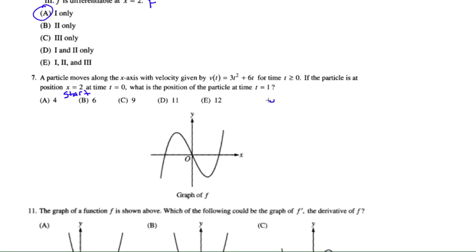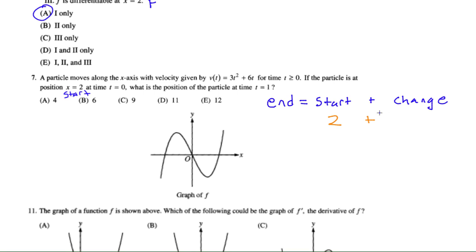So what is the end? End is equal to what, Rochelle? End is equal to start plus change. Start plus change. At 0, what was the start? What number? Start was 2 plus, and then Rochelle, how do I get position from velocity?